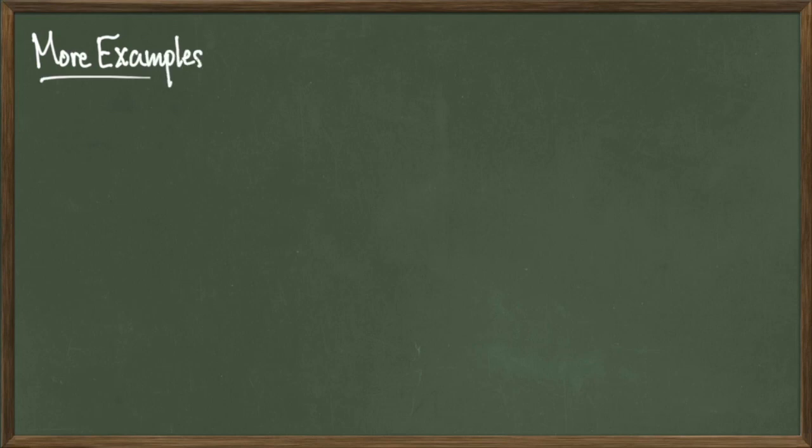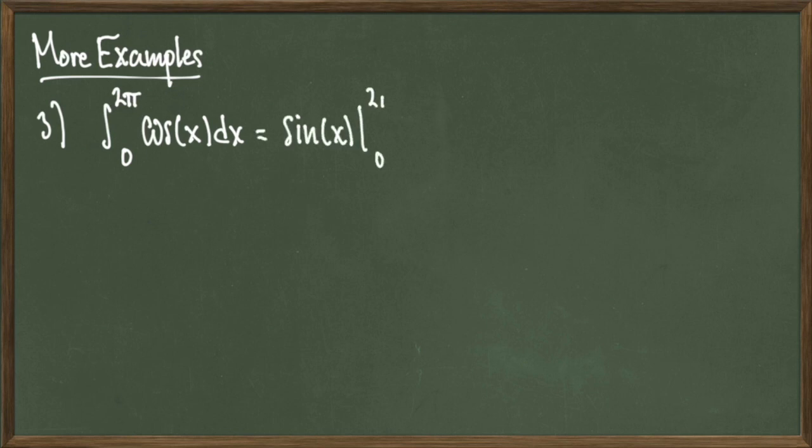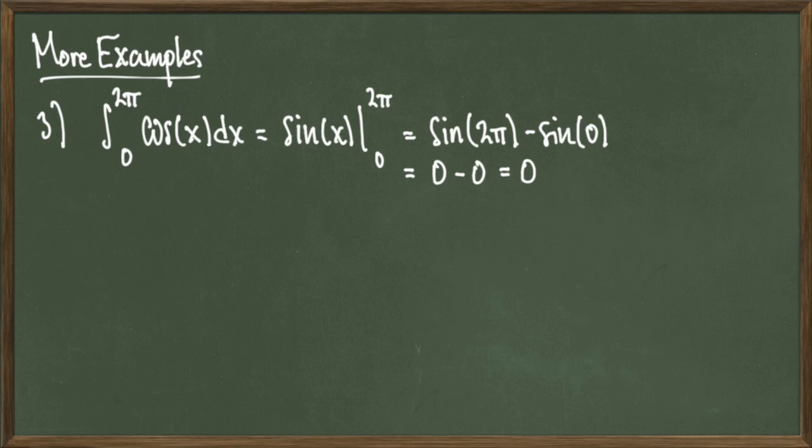In our next example, consider the integral of cosine of x from 0 to 2 pi. We already have the antiderivative of cosine of x, it's just sine of x. So I'm going to get sine of x evaluated from 0 to 2 pi, and by using the fundamental theorem of calculus, I end up getting an answer of 0. Which might seem a little bit odd.